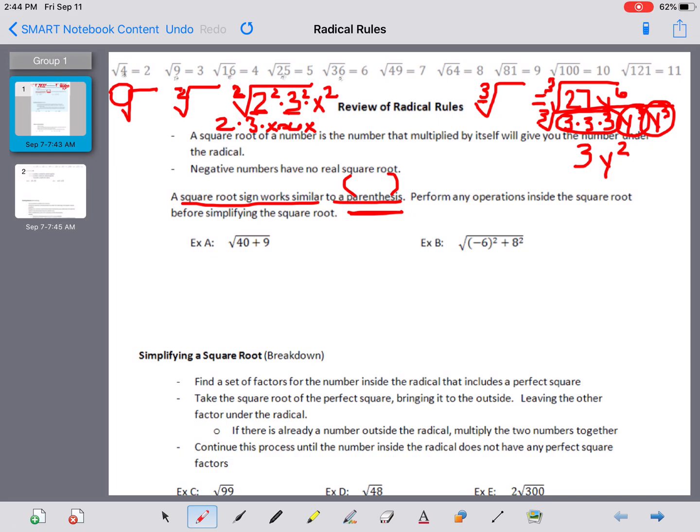So we want to get everything inside of a square root down to one number before we take the square root. So we'll start with an easy one on example A. I have 40 plus 9. Well, 40 plus 9 is 49, so I join those together.